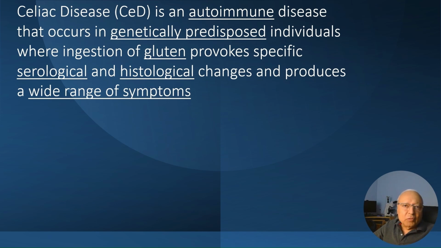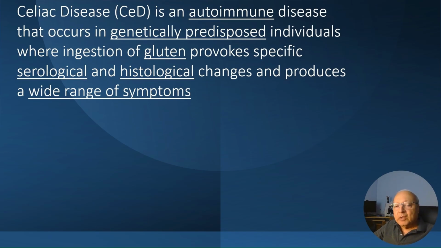And there are a wide range of symptoms. Everything underlined here is of crucial importance. One, it's an autoimmune disease. Secondly, you have to have a genetic predisposition. Thirdly, there has to be gluten ingestion. Without gluten, there is no celiac disease. And the serological as well as the histological response depends a lot on whether or not there is an ongoing gluten ingestion. And the symptoms are very wide ranging.